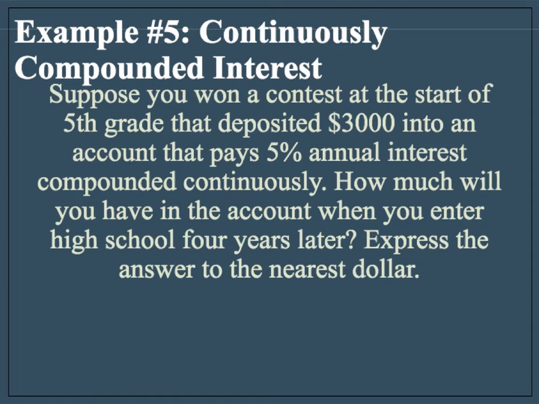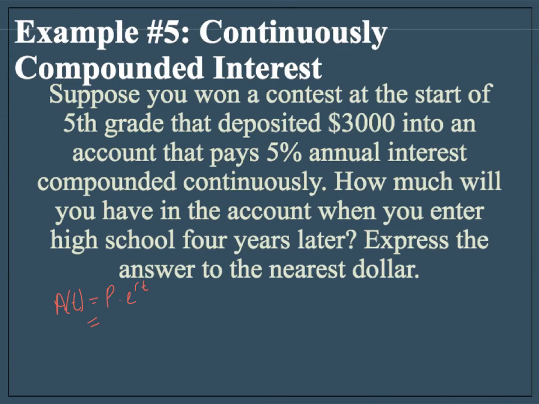All right, so in example 5, we're talking about continuously compounded interest. It says, suppose you won a contest at the start of fifth grade that deposited $3,000 into an account that pays 5% annual interest, compounded continuously. How much will you have in the account when you enter high school 4 years later? Express the answer to the nearest dollar. So again, this is A of t equals P times e to the rt.